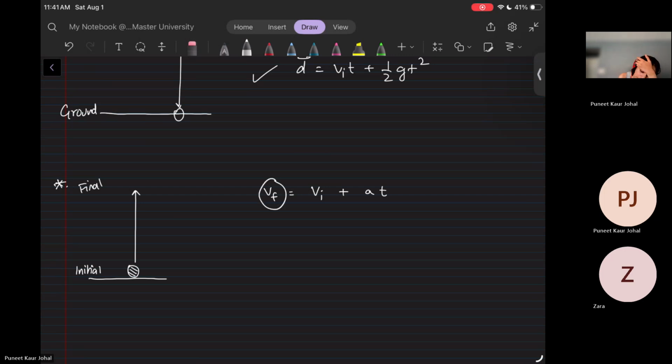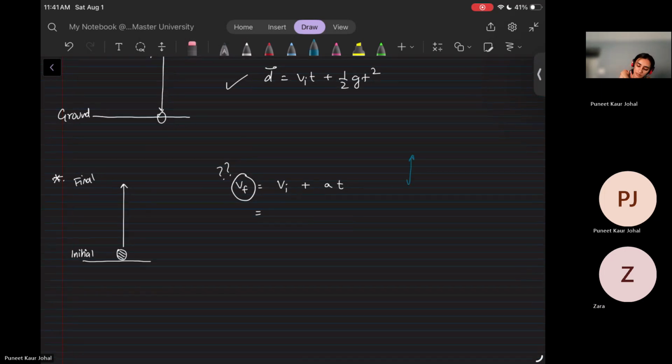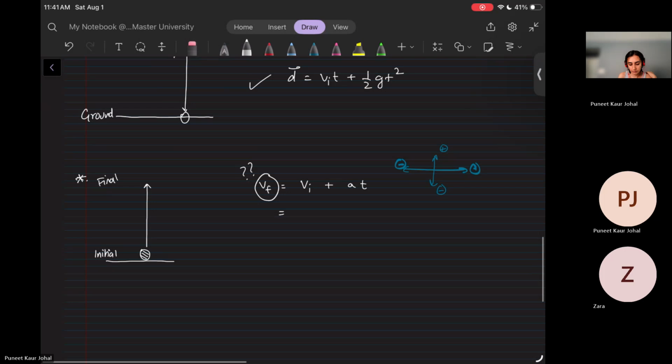And let's say this is what I'm finding. So I don't know what final velocity is. What would be the direction of the initial velocity in this case? Oh, sorry, before we do that, let's just reestablish that these are our directions, right? Positive and negatives. So, which direction did you throw your ball? What is the direction of velocity?